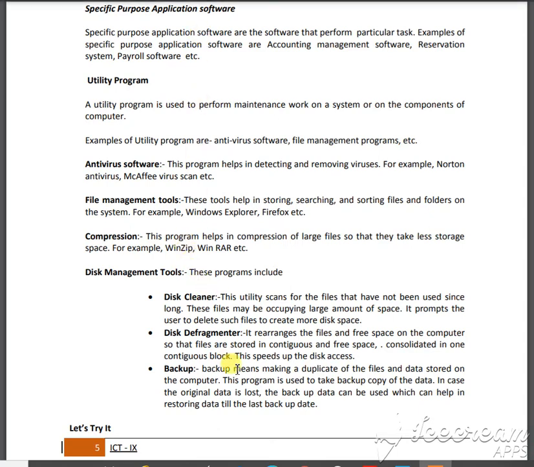Okay, next we find the backup. Backup means the duplicate file. We always say keep the backup of your record. Why do we say so? Because you should keep a duplicate file, and if the original file is lost, then you can work from the duplicate file.